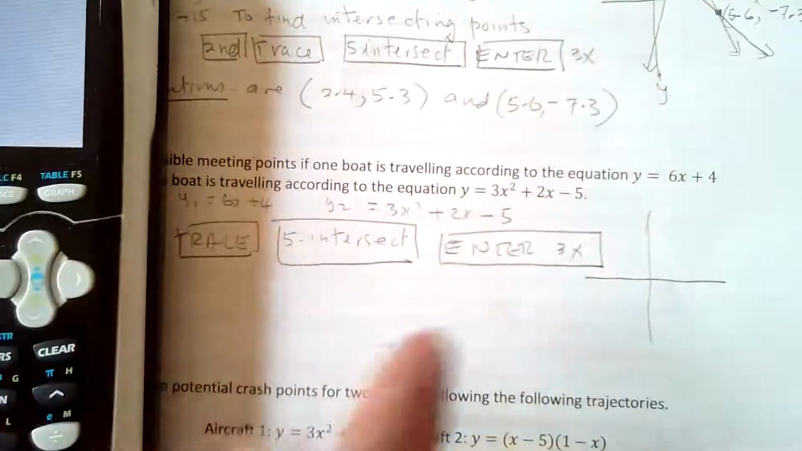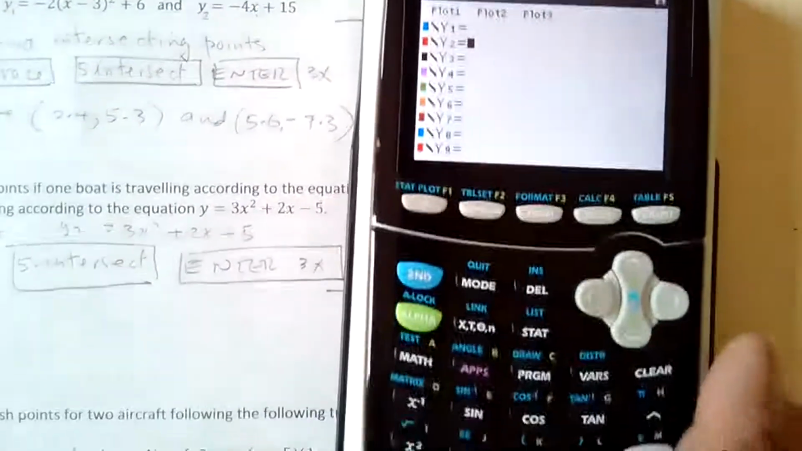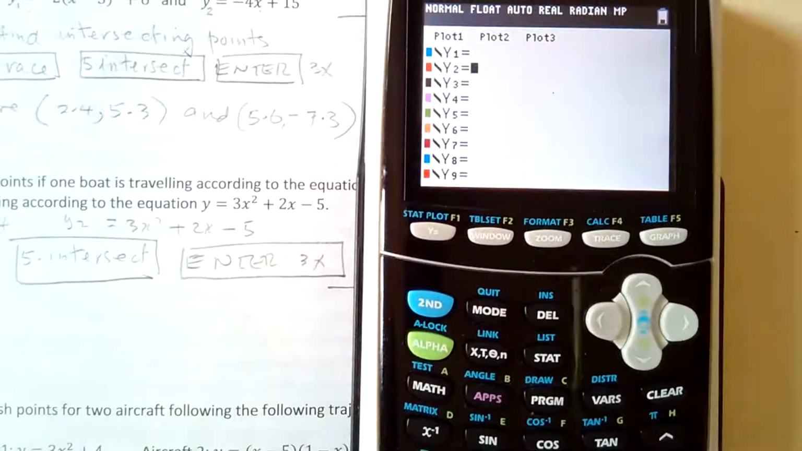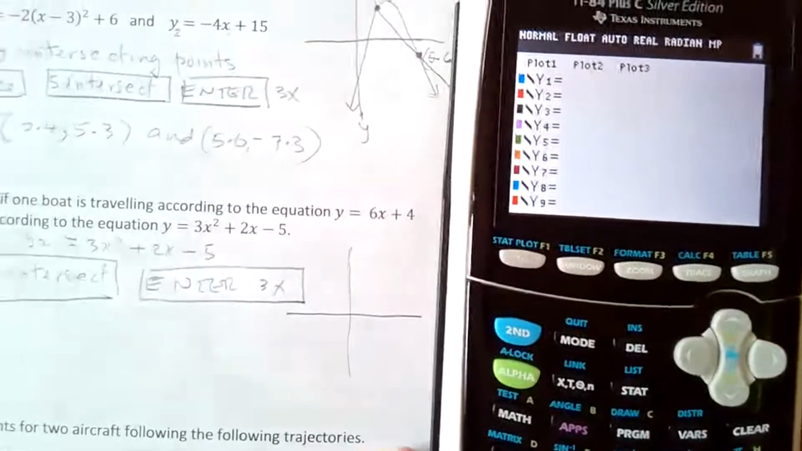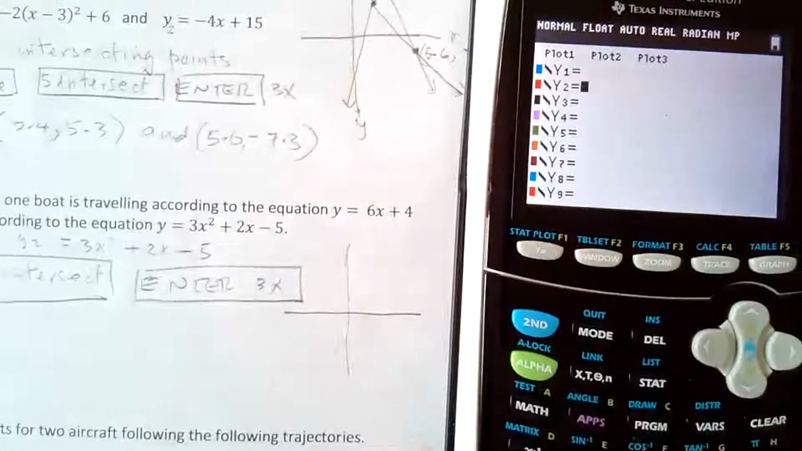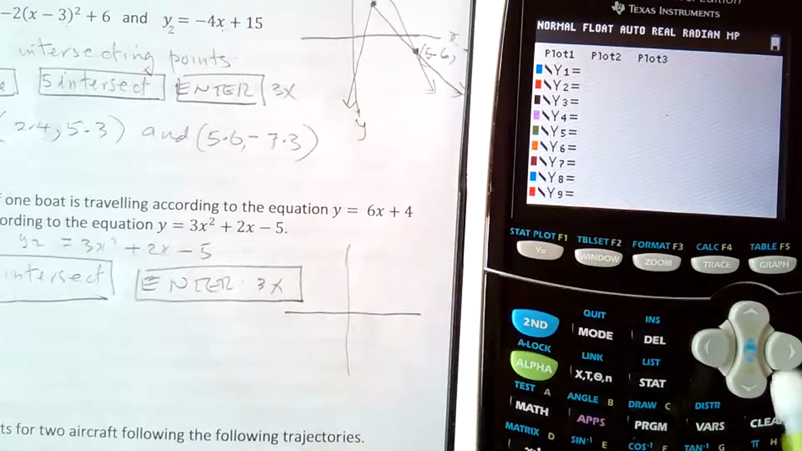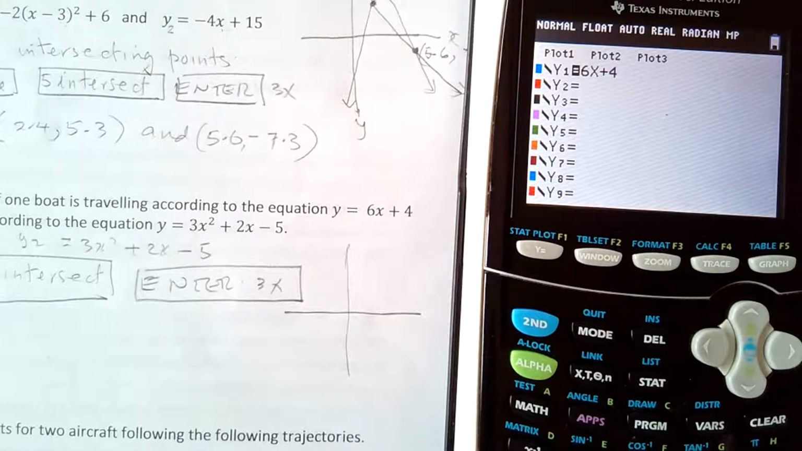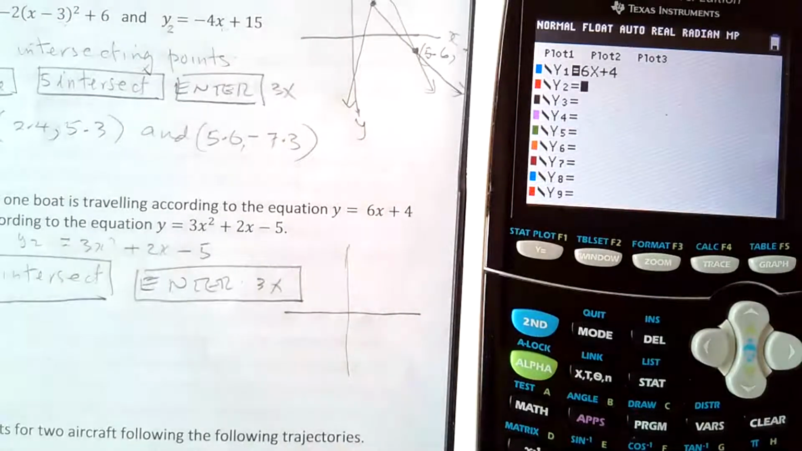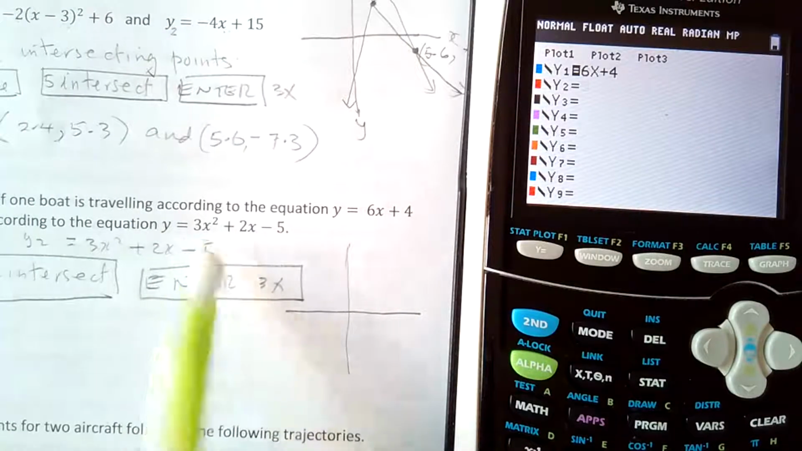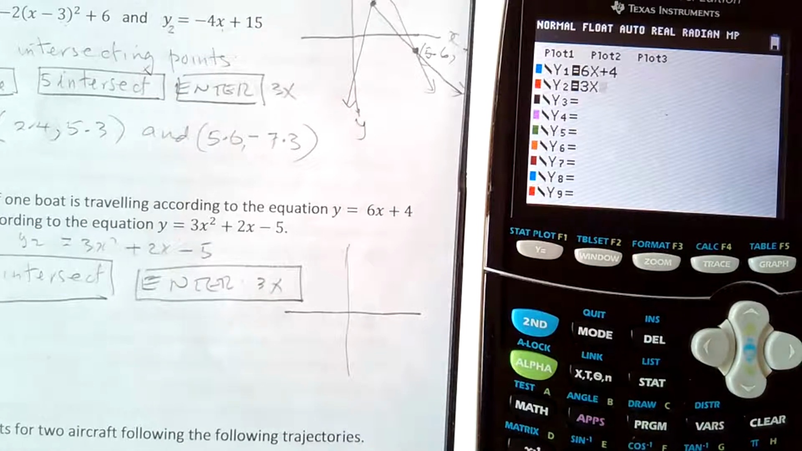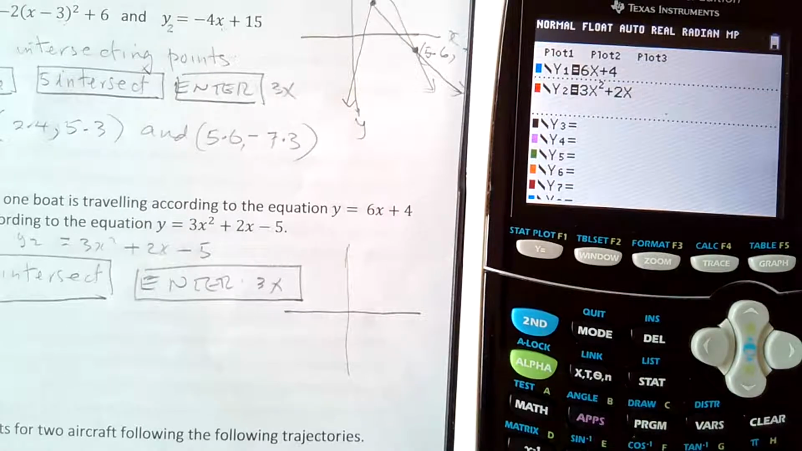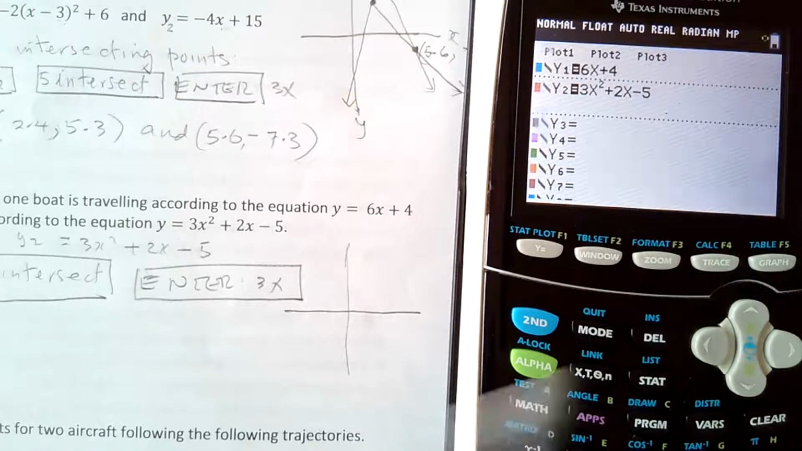Then we're going to go straight to our equation here and enter the first one: y equals 6x plus 4. And the next one is 3x squared plus 2x minus 5. Then graph.